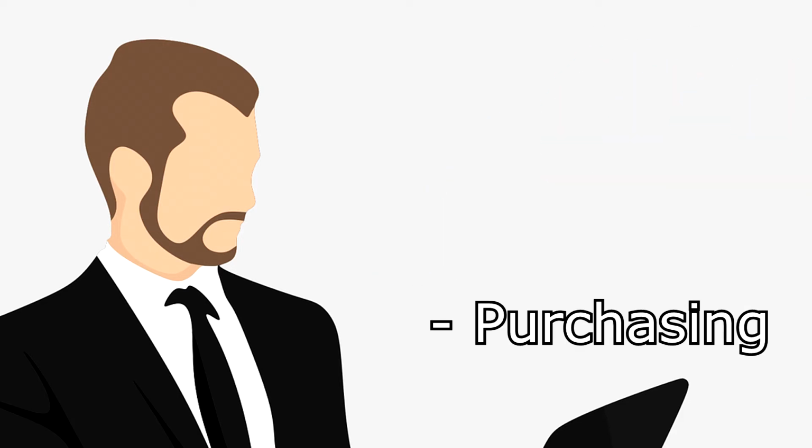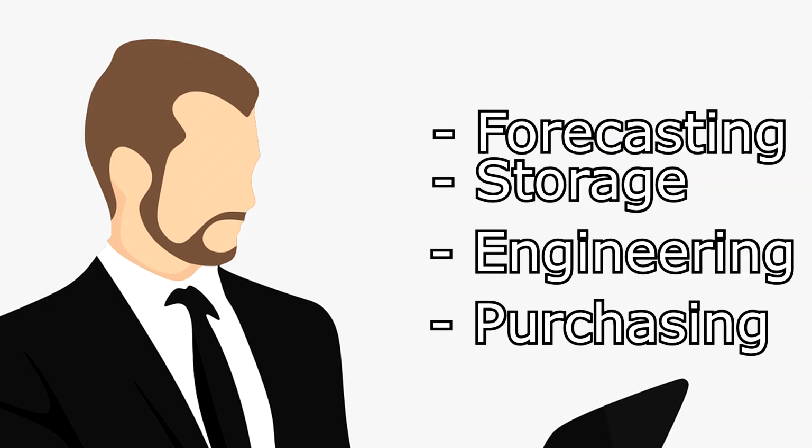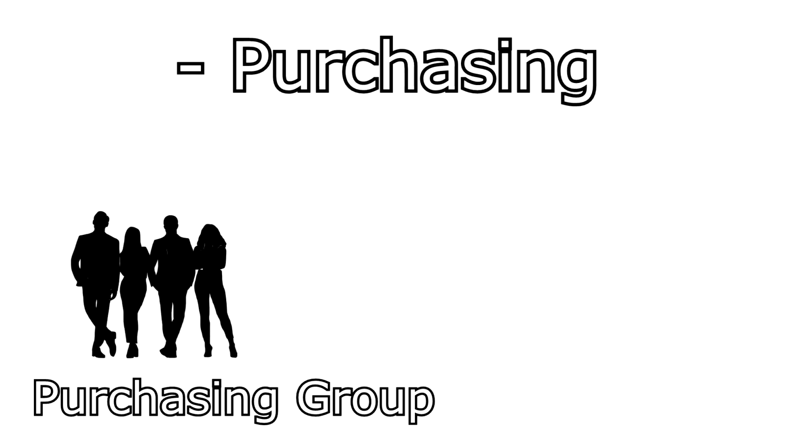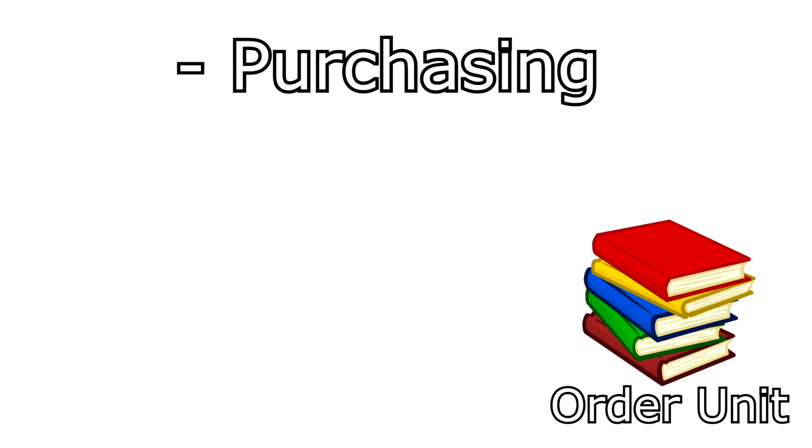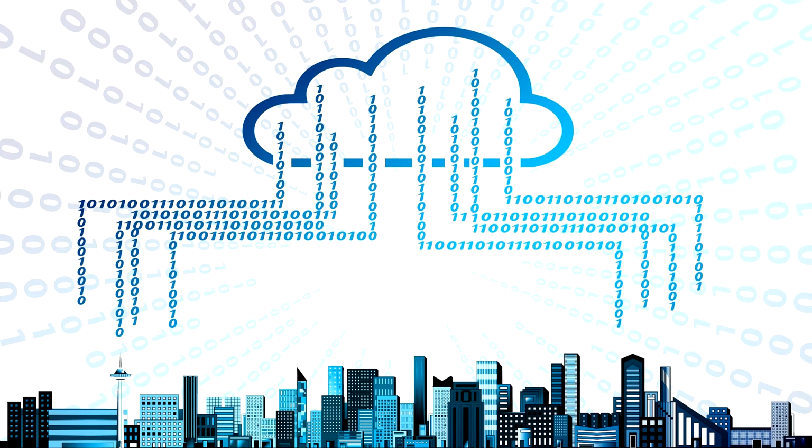A list of key data that is part of the Material Master database can contain information on purchasing, engineering, storage, forecasting, and accounting. Purchasing in turn, for example, contains such data as the purchasing group responsible for a material, over and under delivery tolerances, and the order unit. Engineering contains design data like drawings, dimensions, and specifications, and so on.